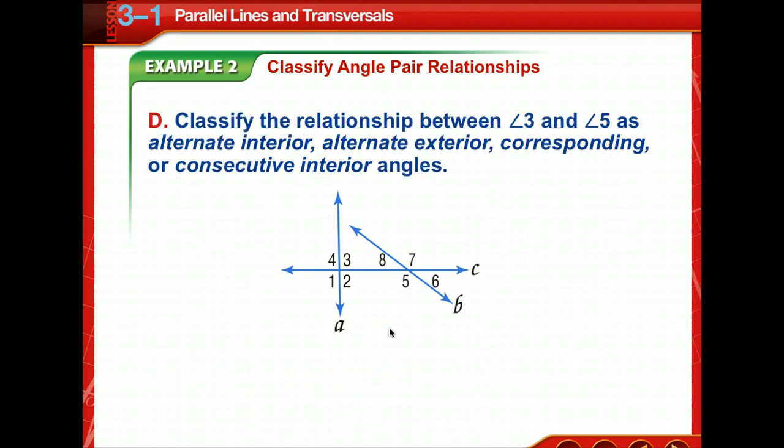One more. Angle 3 and angle 5. Are they on the exterior or the interior of that transversal? They're non-adjacent interior angles, so they lie on opposite sides. They're alternate interior. Very good.